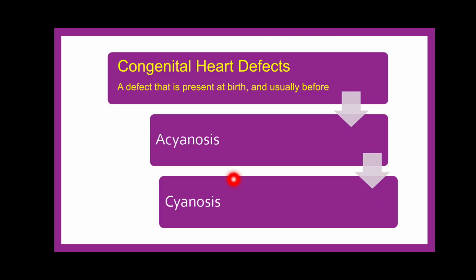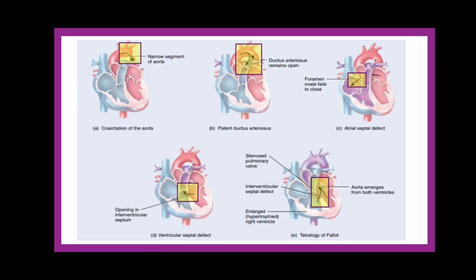And if we talk about cyanotic congenital heart defects, it includes the last one, that is tetralogy of Fallot. As the name suggests, logy is to study and tetra is four. So there are four defects under tetralogy of Fallot, as you can see in the label. Stenosed pulmonary valve, that is pulmonary valve stenosis. Then interventricular septal defect.